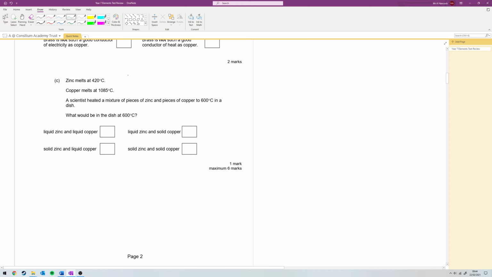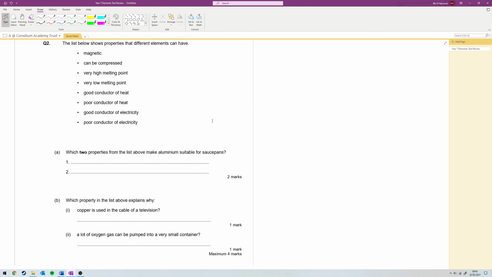Right, zinc melts at 420 degrees, and copper melts at 1085 degrees. So a scientist heats the dish with zinc and copper pieces to 600 degrees. What would you see? Well, 600 degrees is above the melting point for zinc, but below the melting point for copper. So zinc should melt, copper will not melt. So let's say we'll have liquid zinc and we'll have solid copper. So where's that? Liquid zinc and solid copper. There it is.